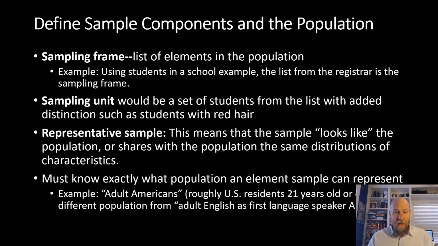You must know exactly what population you are studying to know if your sample is representative, right? You have to know details about what the population is in order to know if the sample you draw is representative. And you have to be precise and specific. So for example, if I use the term adult Americans, that would essentially be roughly U.S. residents who are 21 years or older, 18 years or older, however you're drawing that distinction. That's a different population than, say, adult English-as-first-language-speaker Americans, right? So if you want your sample to look like your population, then you need to know the characteristics of the population to determine whether or not it's representative.